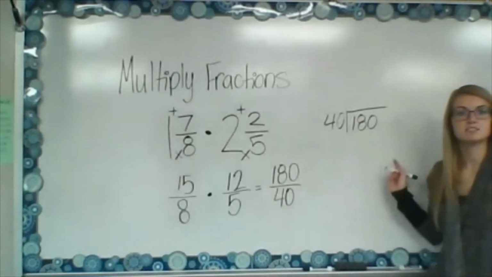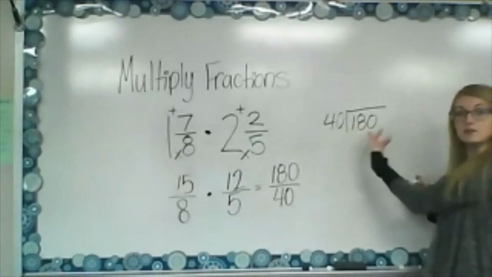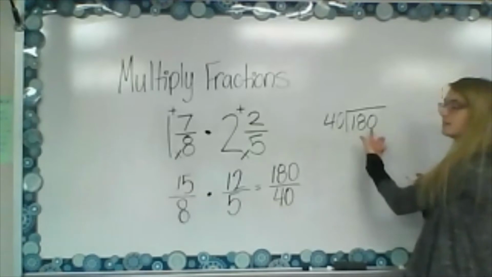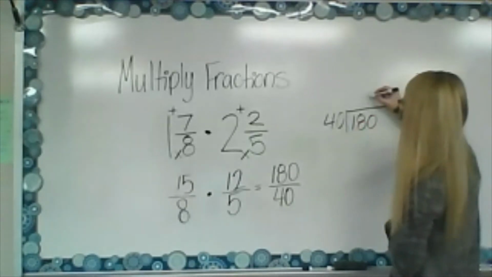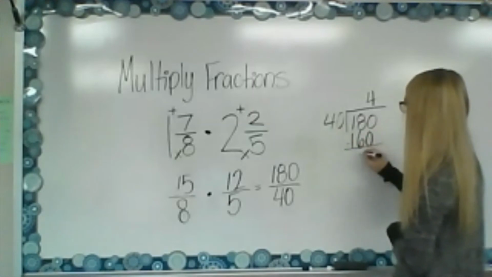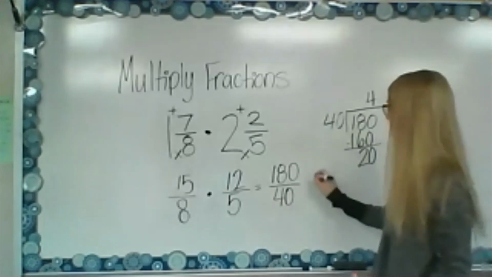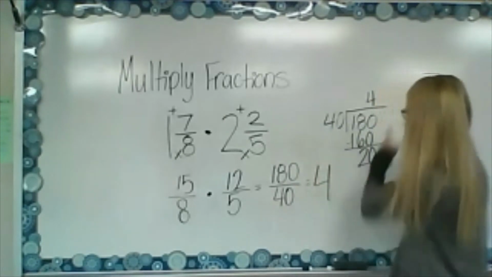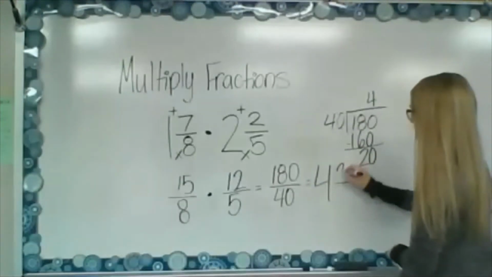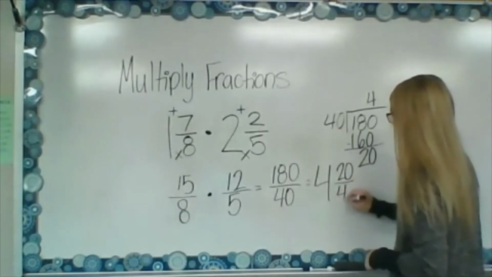Okay, so we're going to put the numerator on the inside and the denominator on the outside. Now, we could do some guess and check, but I know that 4 would go into 18 4 times, so 40 would go into 180 4 times. Right? Because that would be 160. So I'm going to subtract and get 20. Now I can do my new fraction. 4 is my new whole number. My remainder goes on top, and I keep the same denominator.